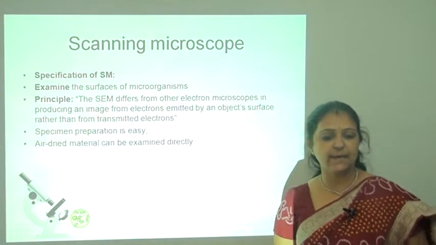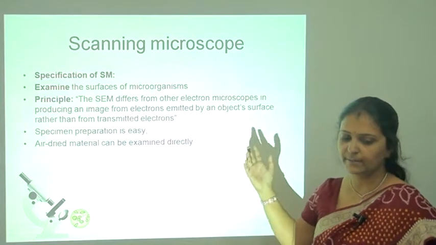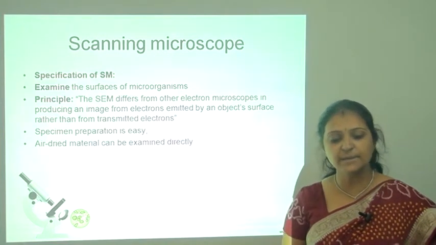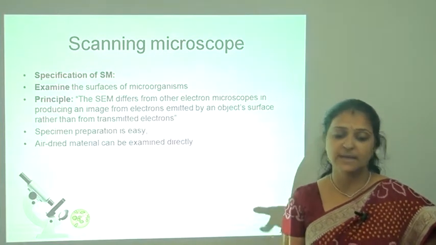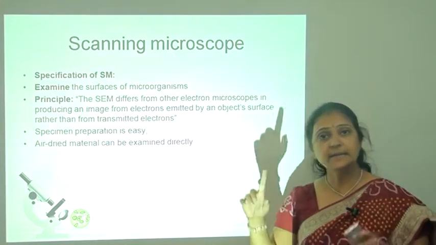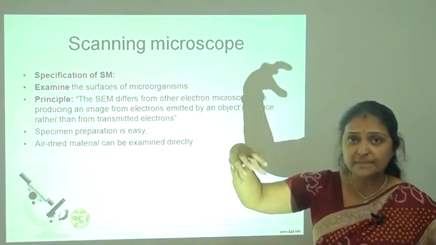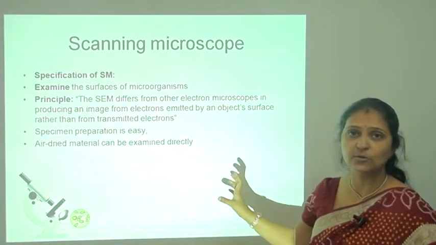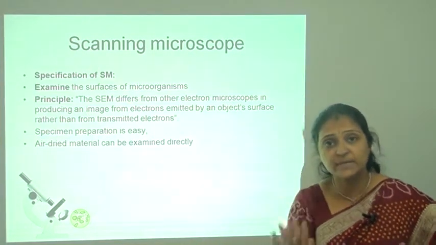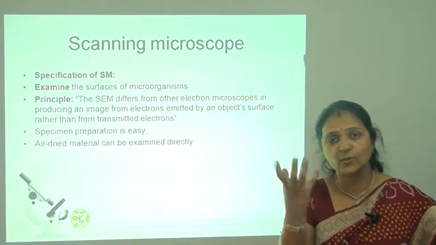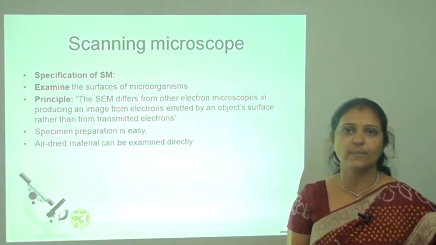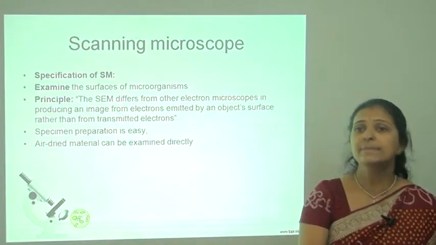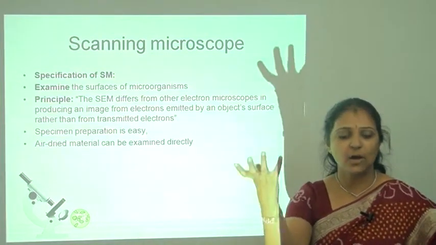Another is scanning electron microscopy. It examines the surfaces of microorganisms. The SEM differs from the TEM in that it produces the image from electrons emitted by the object surface rather than from transmitted electrons. In transmission electron microscopy, the electron beam is passed through the object and we can view it. But in scanning electron microscopy, the electrons are emitted by the object, and by this method we can view the object. This is the main basic difference between TEM and SEM: in TEM we pass the electron beam, and in SEM the electrons are emitted by the object.